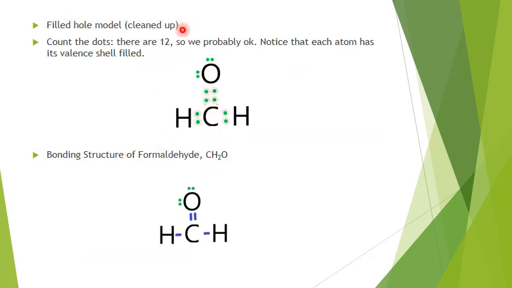All right, so after we fill in the holes and clean it up, we get this structure, where each carbon has one bond to hydrogen and two bonds to oxygen. Count the number of dots: 1, 2, 3, 4, 5, 6, 7, 8, 9, 10, 11, 12. And that's how many we started with. Replace the shared pairs with dashes, and you get this structure here. It doesn't matter where you put the lone pairs. You can put them here, here, okay? I just left them the way they are.